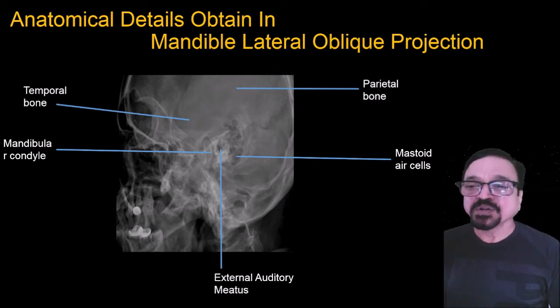The angulation has separated both side mastoids from each other, number one. And number two, another technique we employ is to reduce the tube distance.